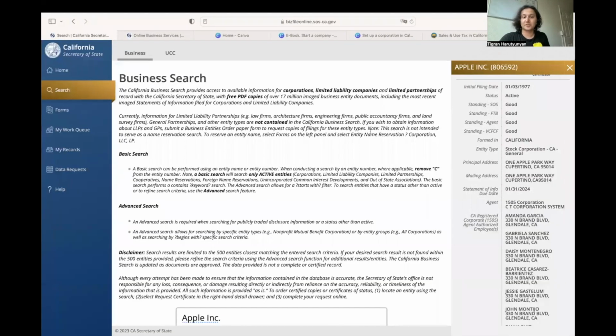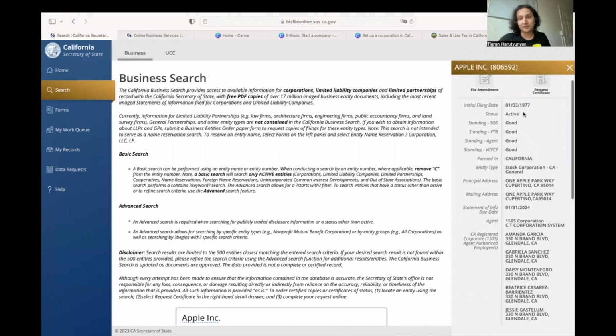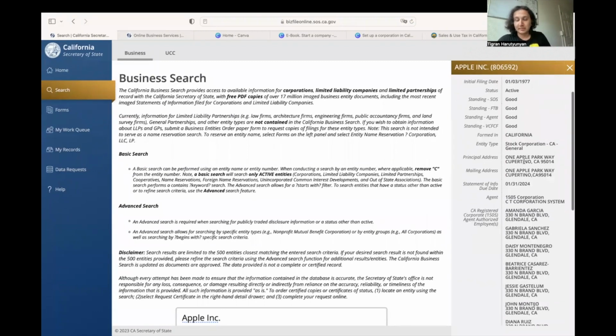the California Secretary of State's website. I just wanted to show you an example of how your business will show up here. So let's take a small company named Apple Inc. You might have heard of them. It says when it was filed: January 3rd, 1977. It's in an active status. It's in good standing. It was formed in California. It's a stock corporation. Now its principal address, this is where its main office is. It's 1 Apple Parkway in Cupertino.